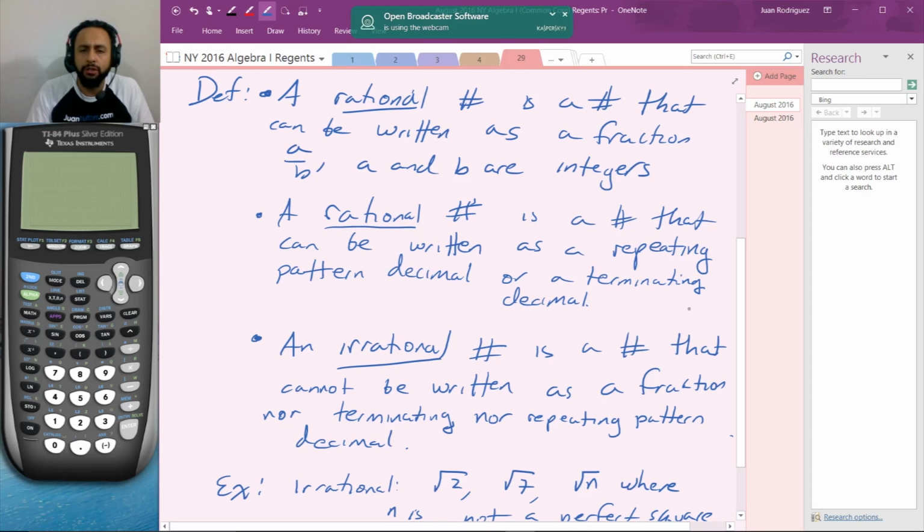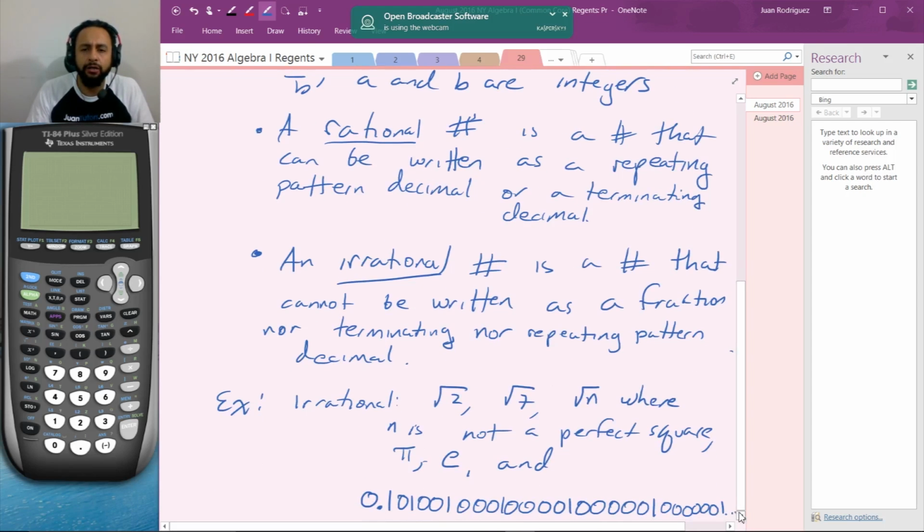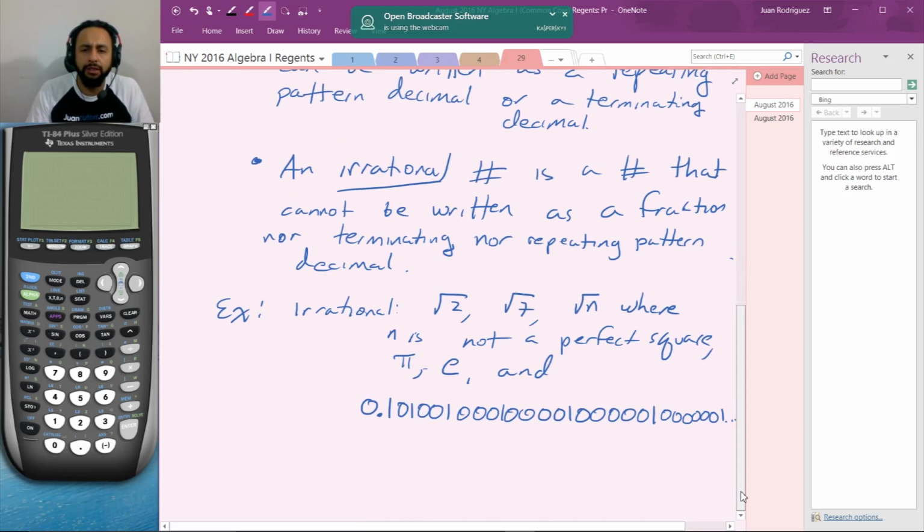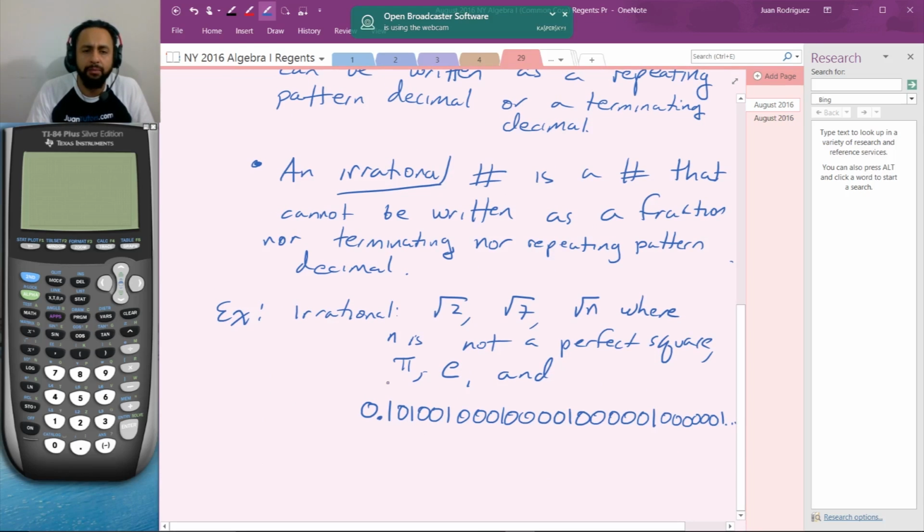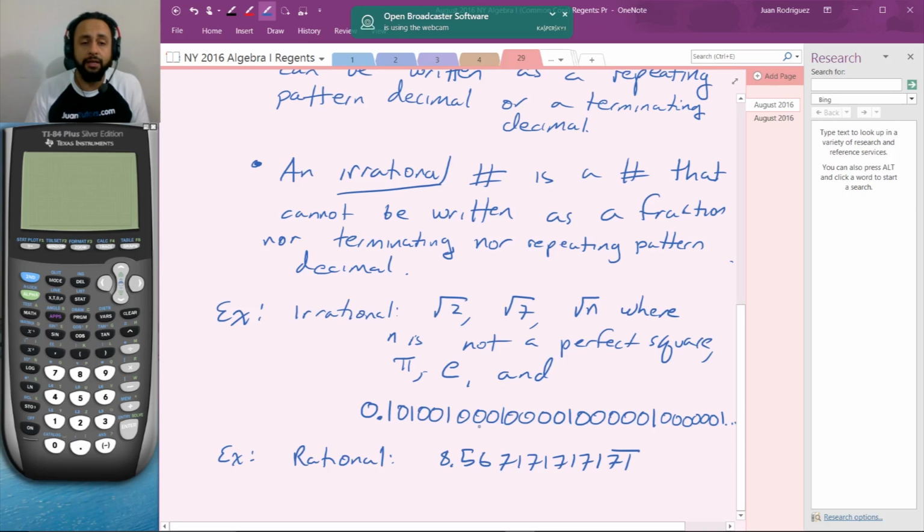Repeating or terminating decimal. Repeating pattern or terminating decimal. This is not a repeating pattern. It's a pattern, but it doesn't repeat. A repeating pattern would be an example like 8.56, let's say, then 7.1, 7.1, 7.1, 7.1. So the 7.1 repeats forever and ever. Okay, repeating decimals can be written with a bar over it, which means that that's the pattern that repeats.